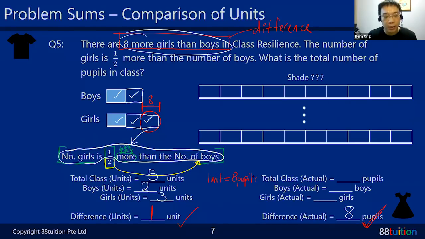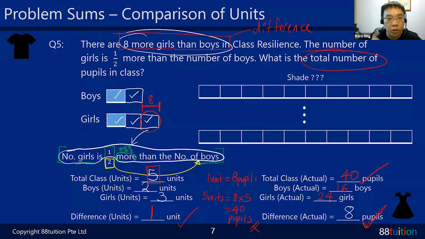Look at the question. What is the total number of pupils? Total is how many units? Total is 5 units. Go and find 5 units. Easy. 8 times 5 gives you 40 pupils. This is your answer. And if they ask you about boys, boys got 2 units. 1 unit is 8, 2 units is 16. How many girls? There are 40 total students, 16 are boys. 40 minus 16 is 24 girls.